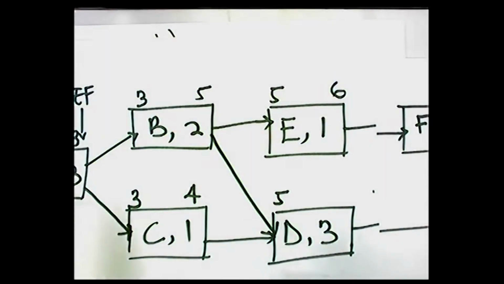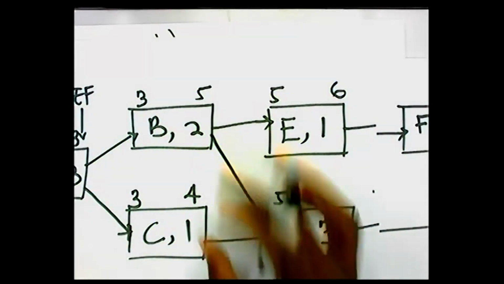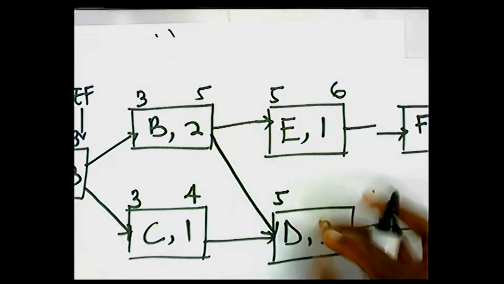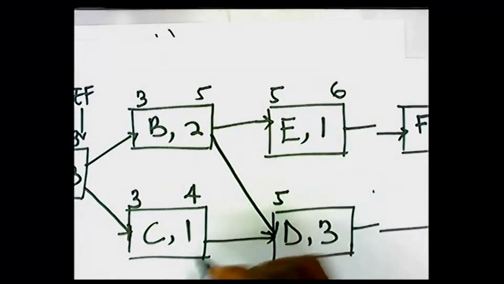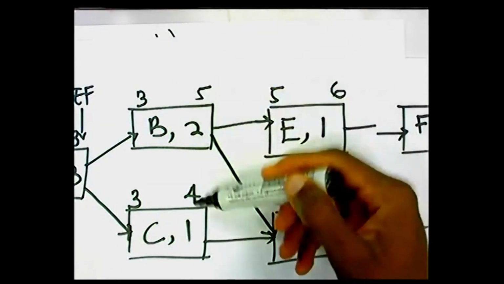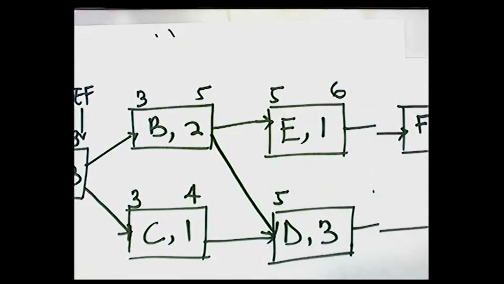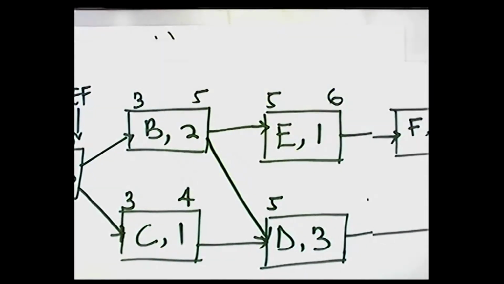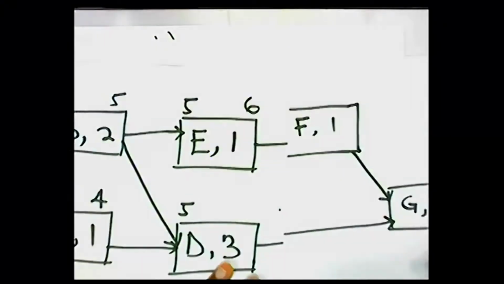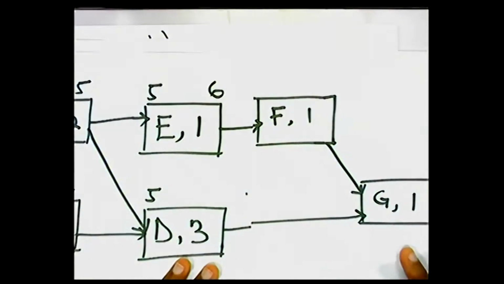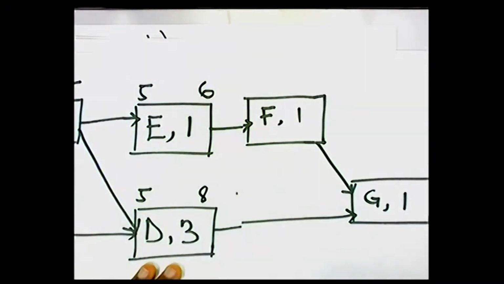In doing the forward pass, when you have 2 or more activities coming into one, like in this case where you have this one coming here and this one coming here, we pick the highest earliest finish time of the set of activities coming in, and between 5 and 4 the highest is 5. That's why we pick 5. Okay, so then for activity D, the earliest finish time will now be 8 months.